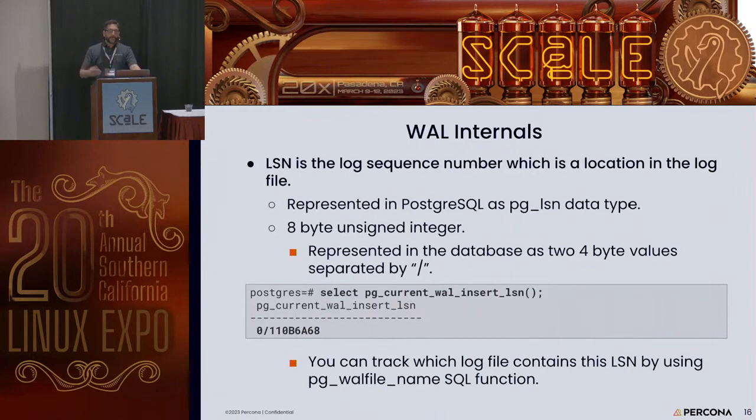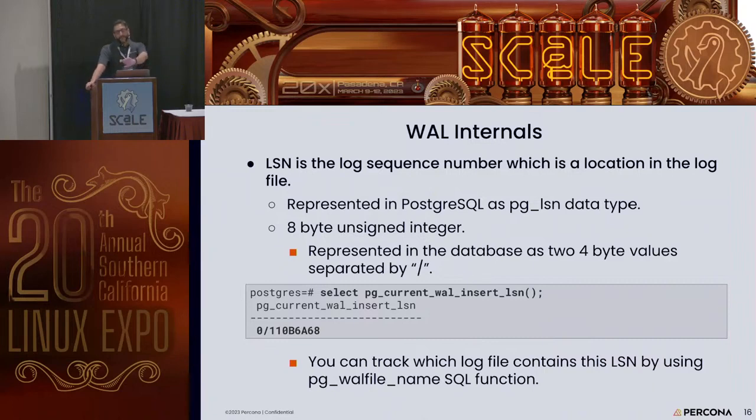With reference to WAL, the changes are tracked within WAL through log sequence numbers. In Postgres, internally, the data type is pg_lsn. And it's an 8-byte unsigned integer, and you can consider this as really two 4-byte integers separated by a slash.